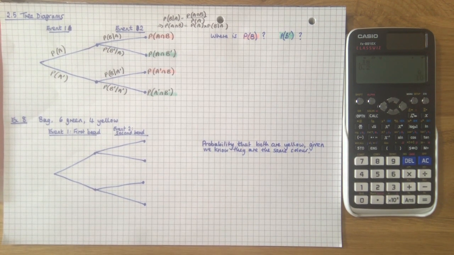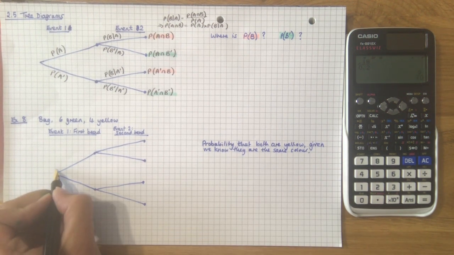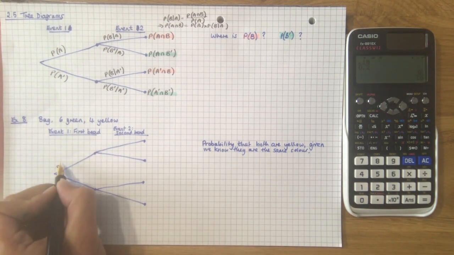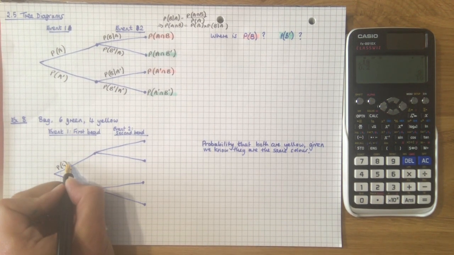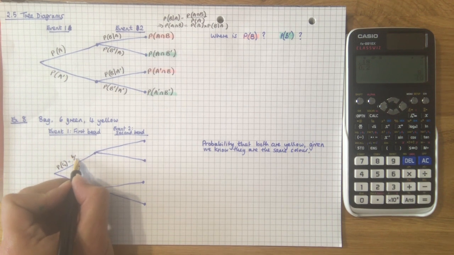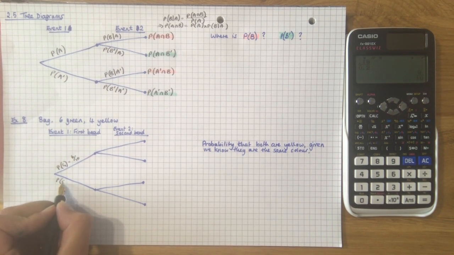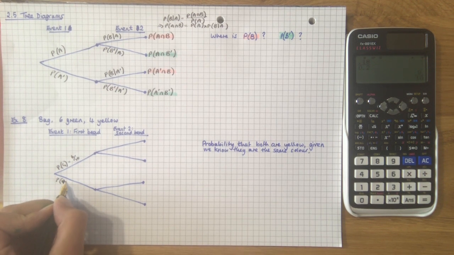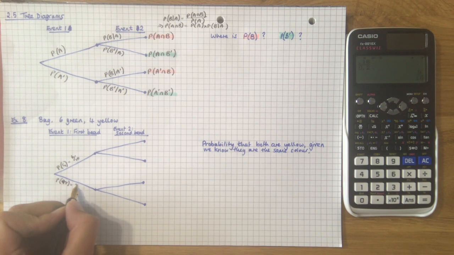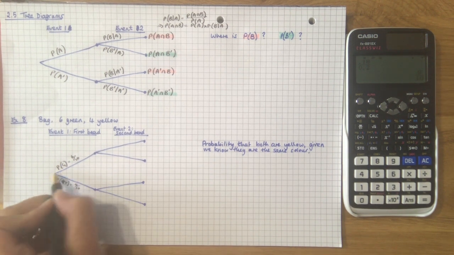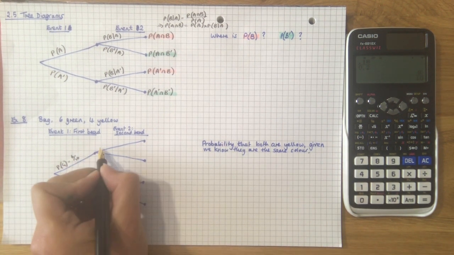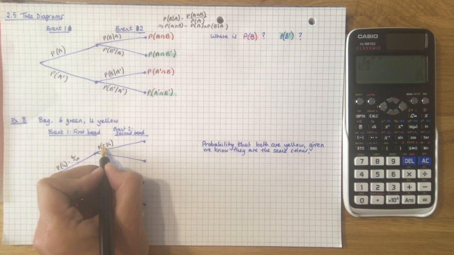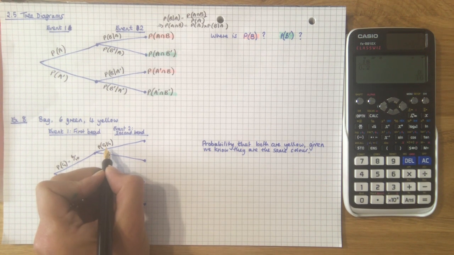So before we do anything else, I'm going to fill in this tree diagram. We have that the probability that the first bead is green would be 6/10. The probability that the first bead is not green, or yellow in this case, in fact let's just use yellow instead of not G, the probability that it's yellow would be 4/10. Now, given that we have taken a green, what's the probability that the second bead is green?